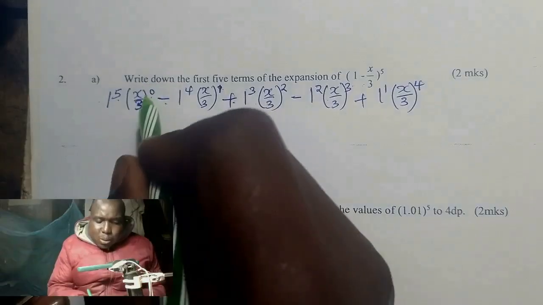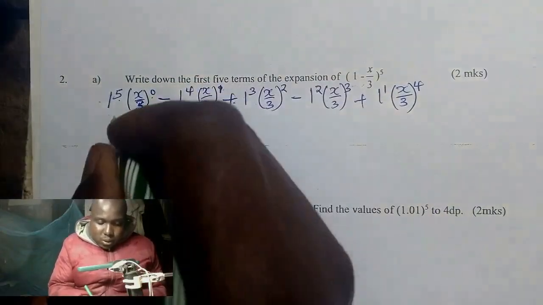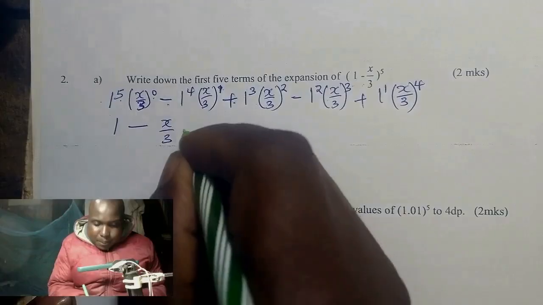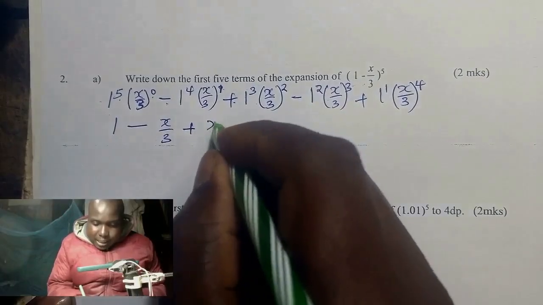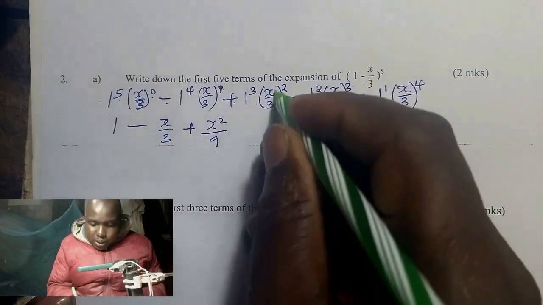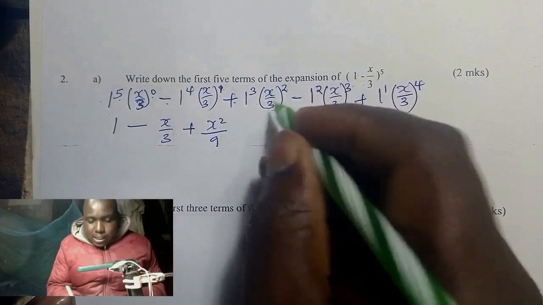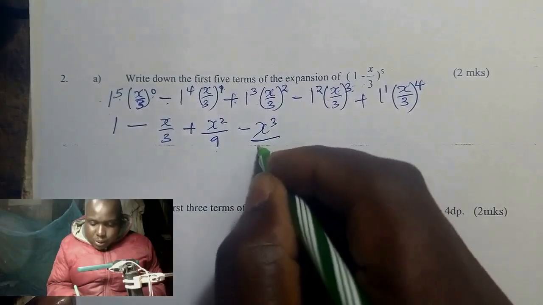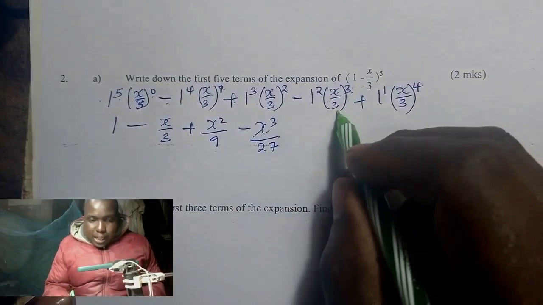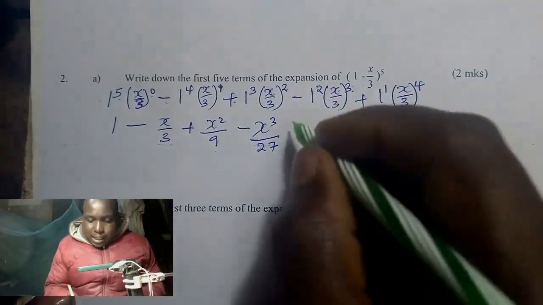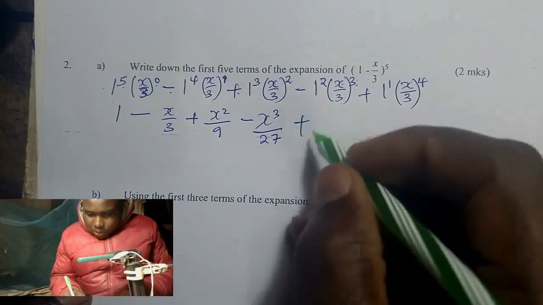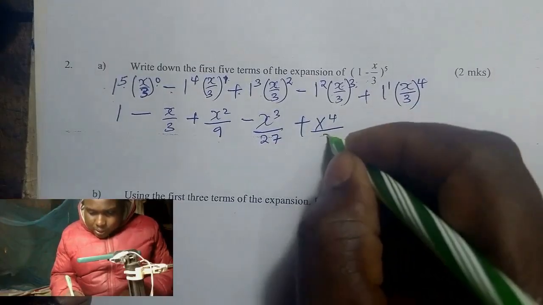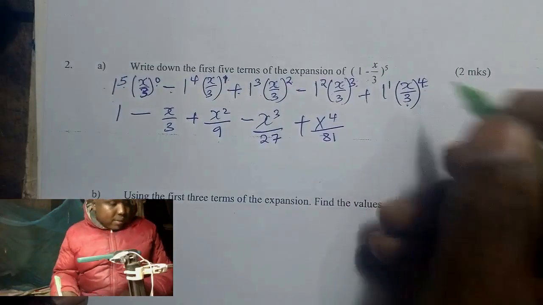Anything raised to power 0 is 1. So this is going to be 1 minus x over 3 plus x squared over 9. When you square x, the 3 is squared too. Then minus x cubed divided by 27, because the cube of 3 is 27, then plus x raised to power 4 over 81, since 3 raised to power 4 is 81.